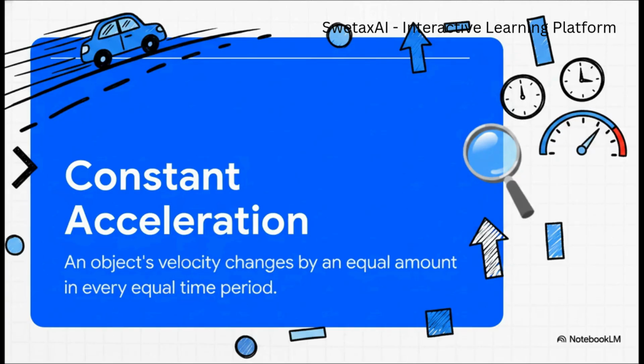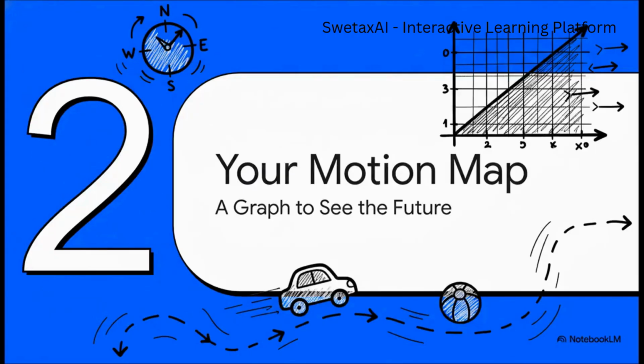You know when you're getting on a highway, you press the gas and your speedometer just climbs steadily, maybe from 30 to 35 to 40 miles per hour each second that goes by. That steady, predictable change, that's our foundation. That's all we need. All right, so how do we take this rule and turn it into a tool that can predict the future? Simple.